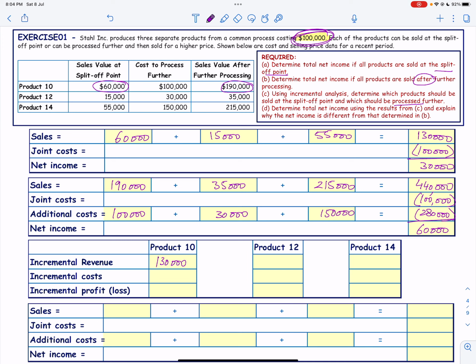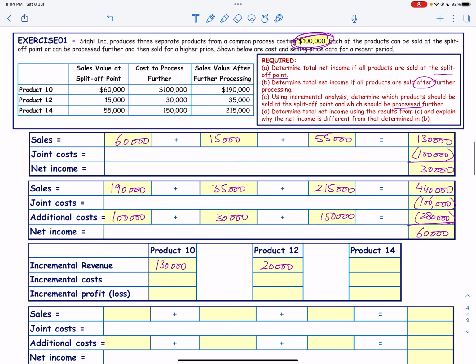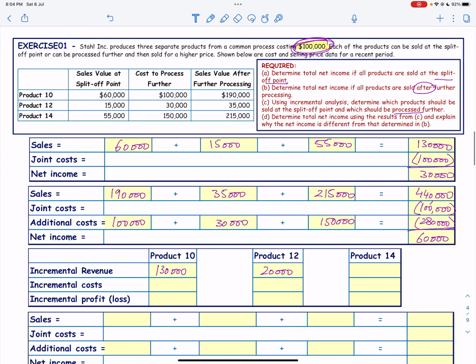Then for product number 12, this is going to be 35,000 minus 15,000, and that is equal to 20,000. And for product number 14, it is 215 minus 55, that is equal to 160,000.